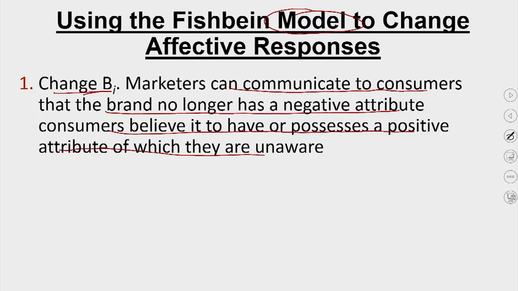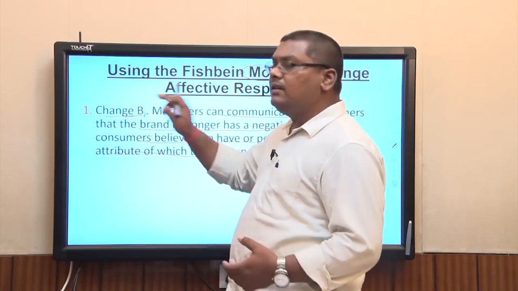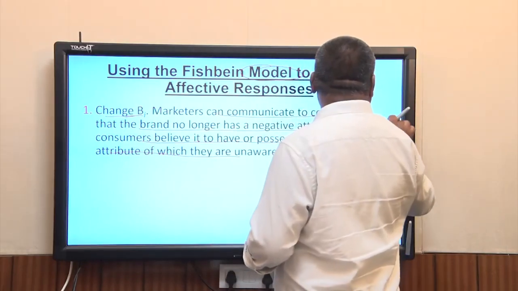So what can happen is the manufacturer or the company, in this case my radio station, will now come up with an ad campaign which says that the newer version of this radio station has very few commercials, and that will actually flock more people into it. It will change the belief strength. It will make people believe that it doesn't have too many commercials and reduce the amount of commercials. So one way is changing the belief itself about the particular attribute.